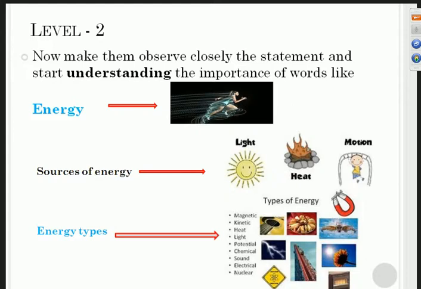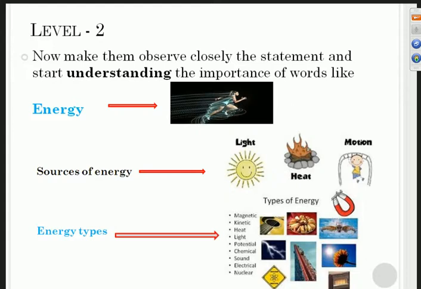Then jump to sources of energy. List some sources of energy, 2 or 3. Say for example, light is a source of energy, heat is also a source of energy, motion is also a source of energy. Ask them 2 more sources of energy to list. With that, an interactive session opens.